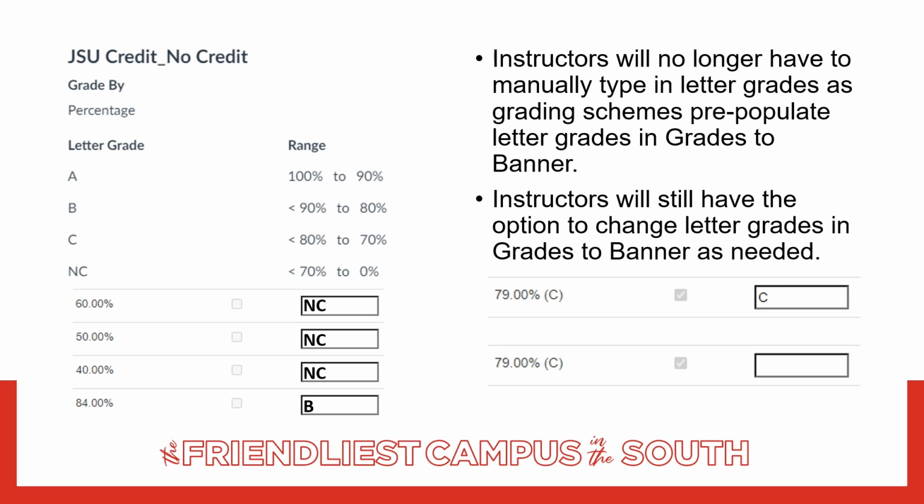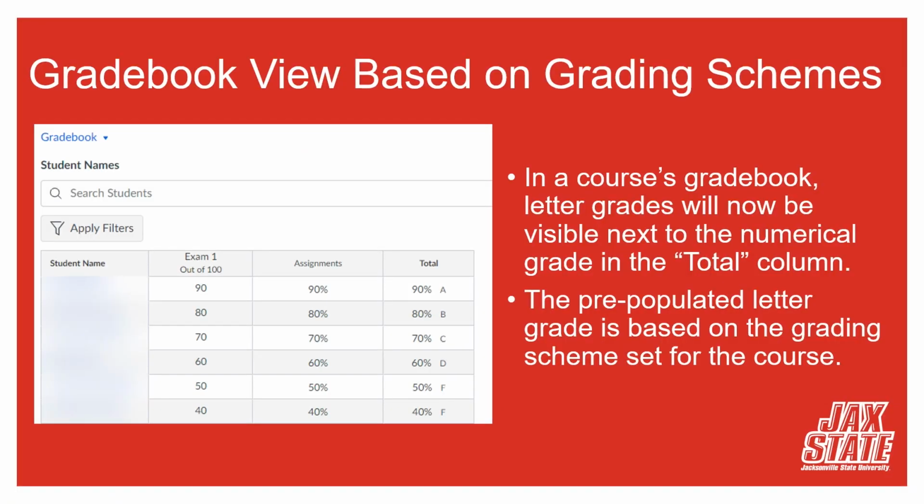As an example, if a student had a numerical grade of 79, Grades to Banner would pre-populate a letter grade of C based upon the course's grading scheme. However, if an instructor wanted to increase that letter grade to a letter grade of B, they would have an opportunity to do so.